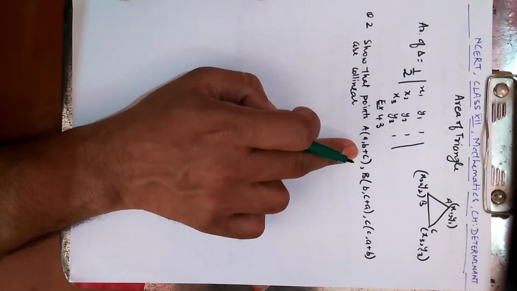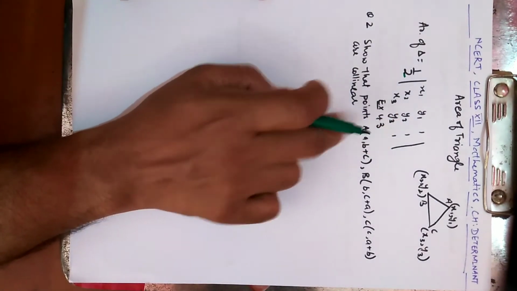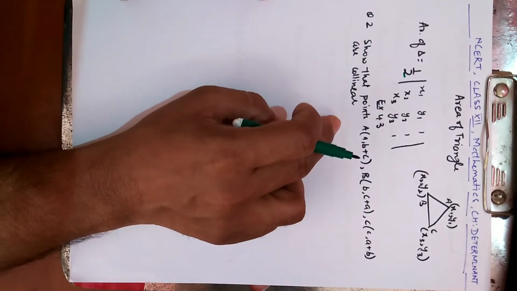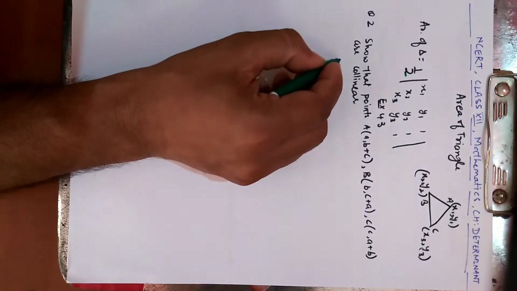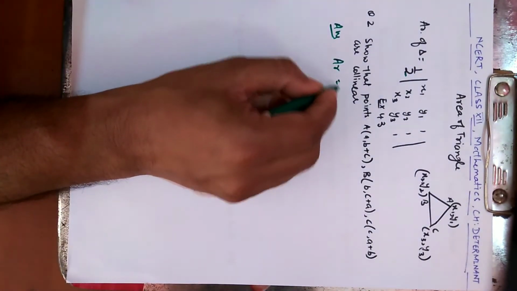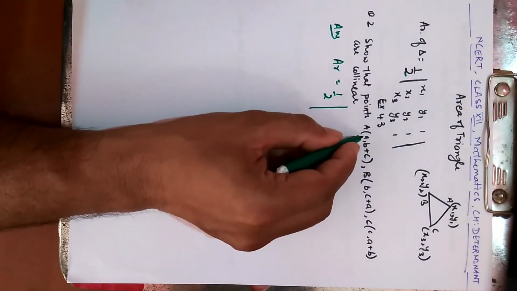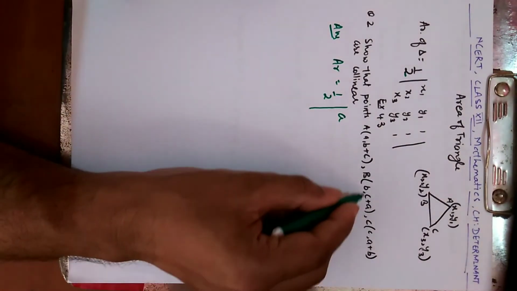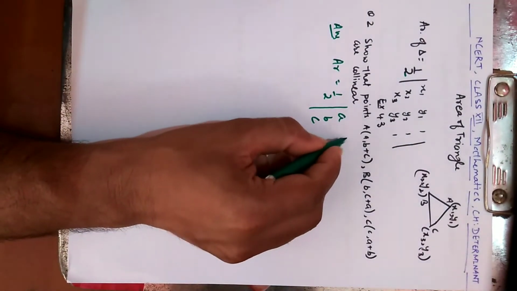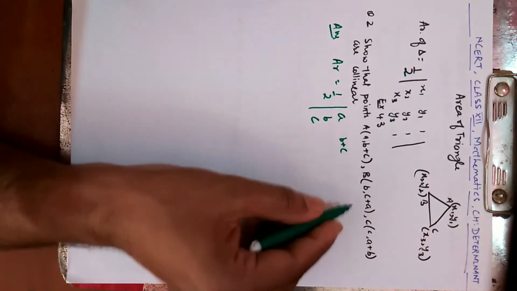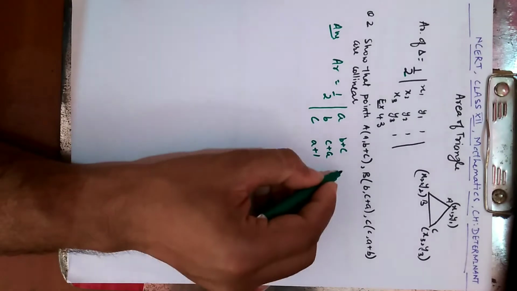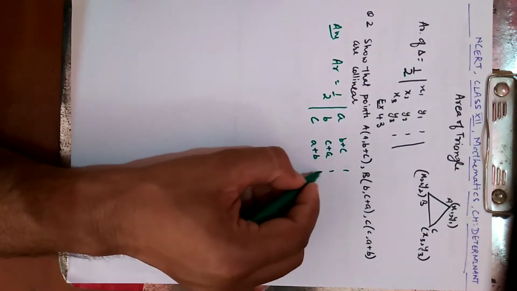So how can we show this? If we show that the area of this triangle is 0, then automatically the points will become collinear. So I am now finding the area. I am writing here the answer. Area will be 1 by 2, with x1 as a, x2 as b, and this is c, and this is b plus c, this is c plus a, and this is a plus b, and this is 1 1 1.